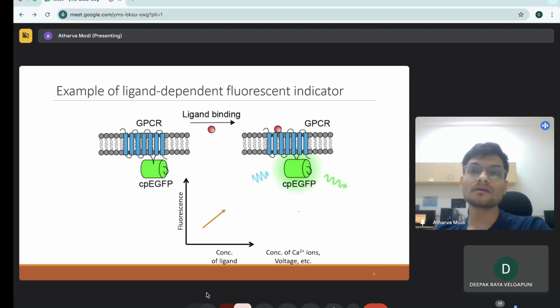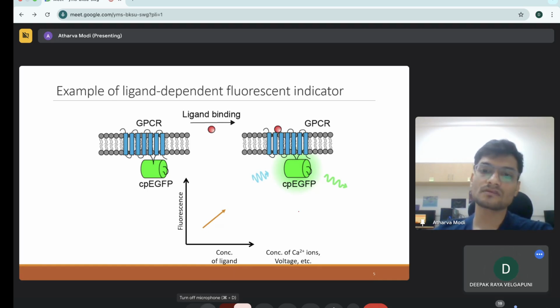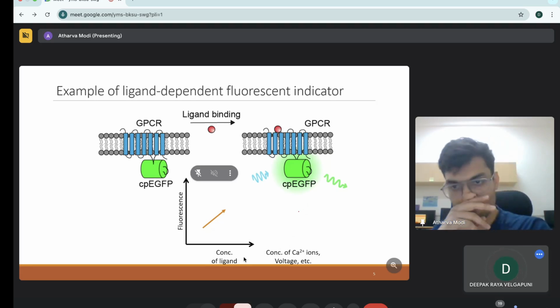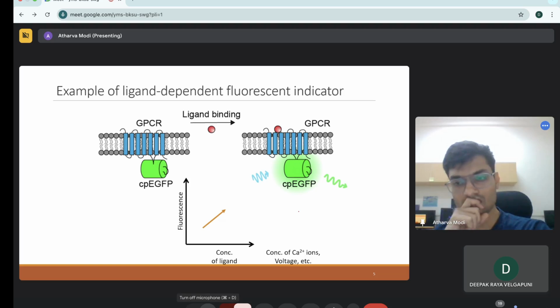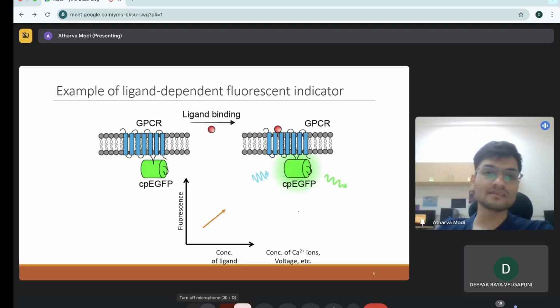Atharva, yes. Can you show a neuron with this membrane once? I don't know if people are aware of how a neuron looks or what this membrane is, if possible. I hope they know, but I'm just thinking if they're not.